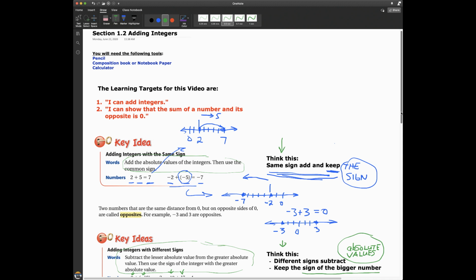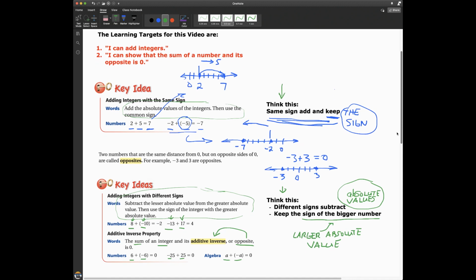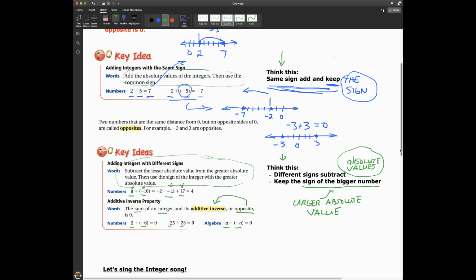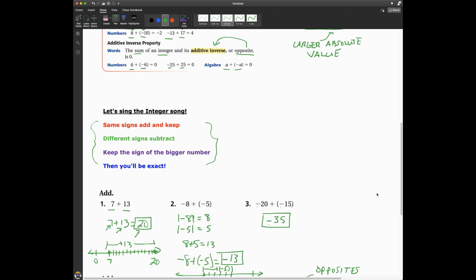All right, so that's all I have for today. Hopefully you feel comfortable adding integers and singing the song. Hopefully you can sing it better than I can because I don't have a singing voice. But don't forget, sing that song.